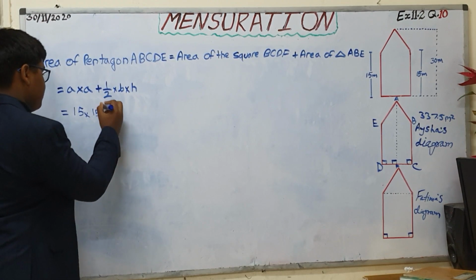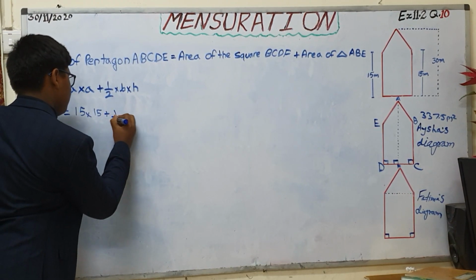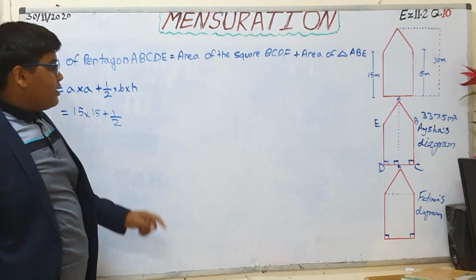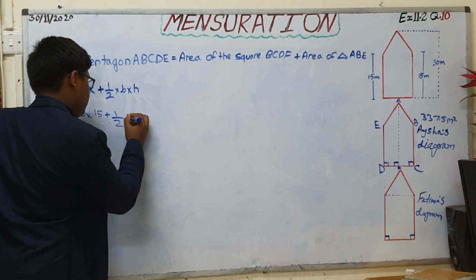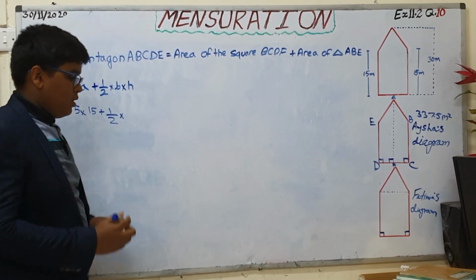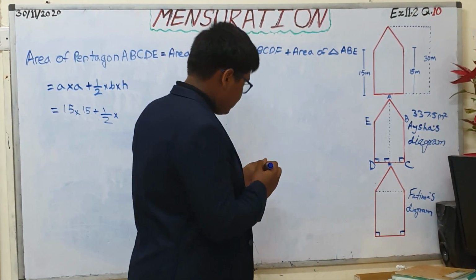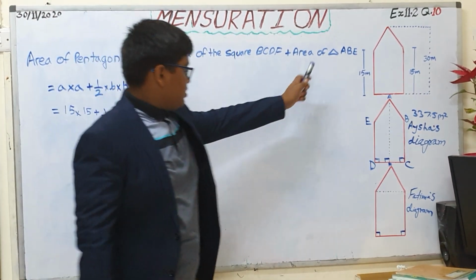15 into 15 plus 1 by 2 into b into h, into breadth. Now what is the breadth? Breadth is 15. This is the breadth.